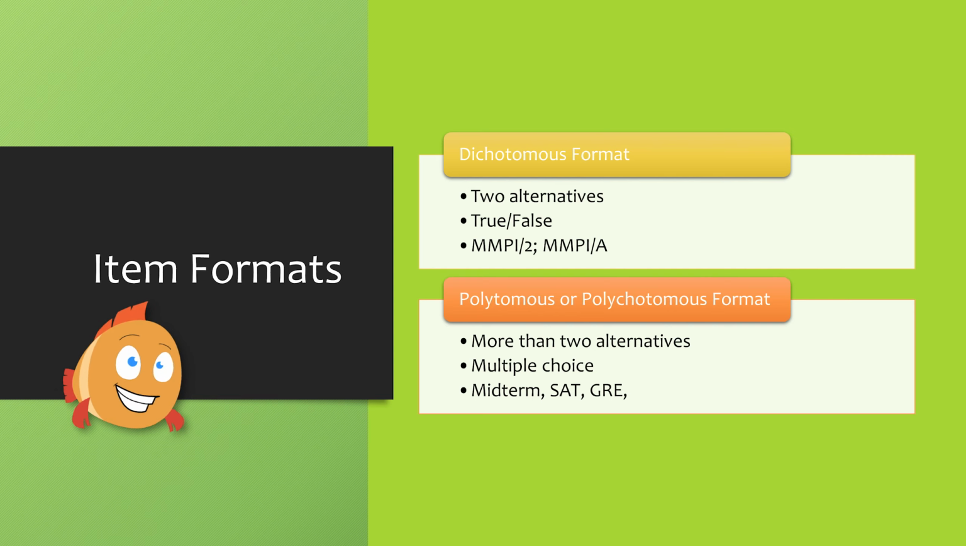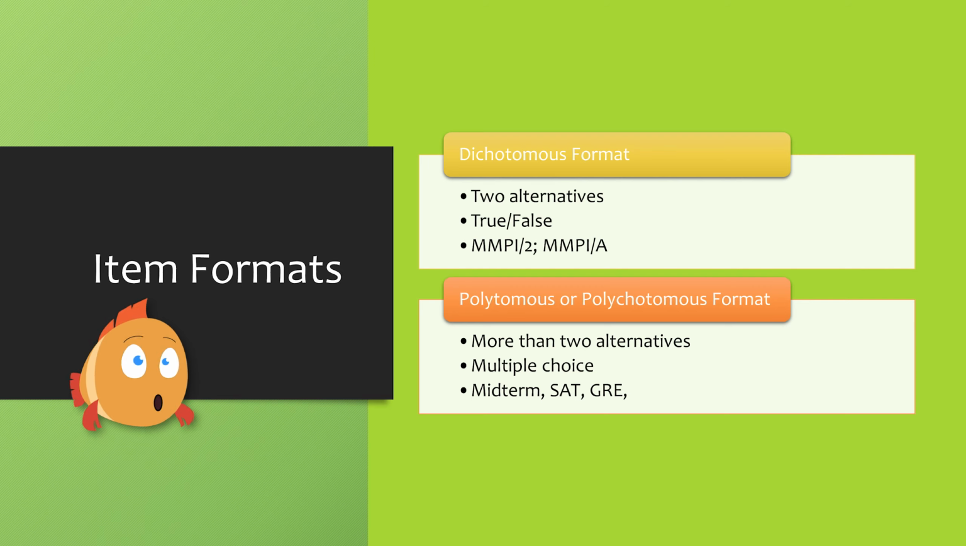Dichotomous is where you have just two choices: true, false, agree, disagree, yes, no, that kind of flavor. The MMPI, both the original old school version and the modernized version, we'll talk about those soon, I promise, has this format. You'll see it all the time.